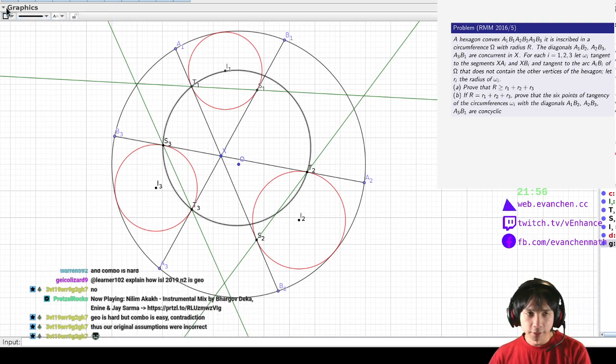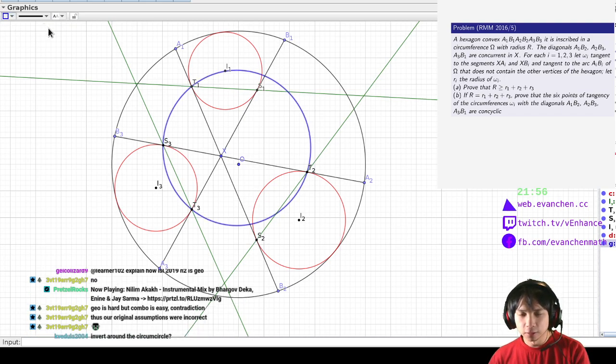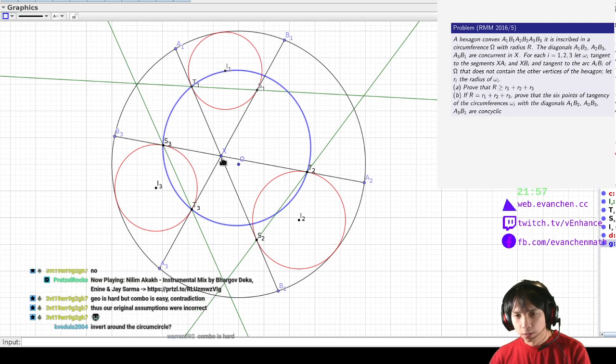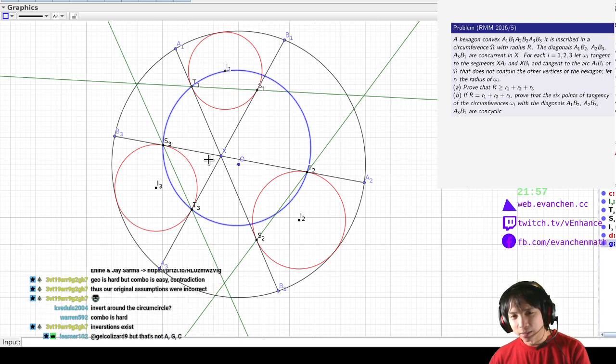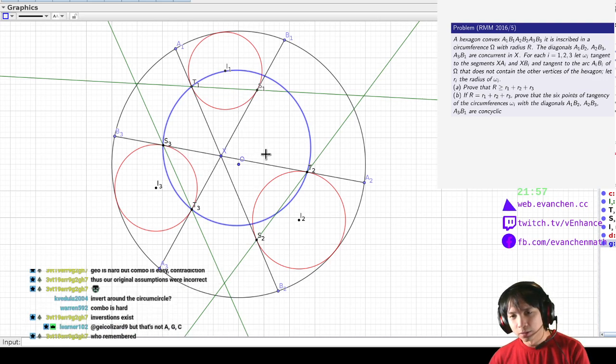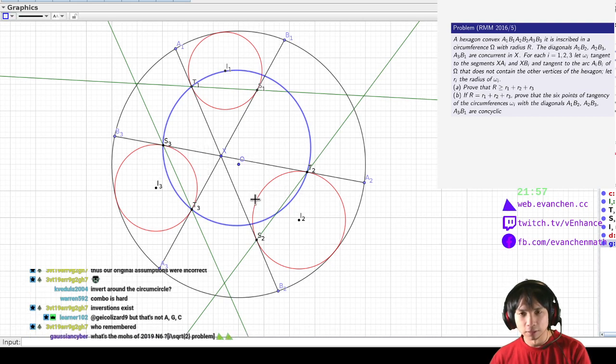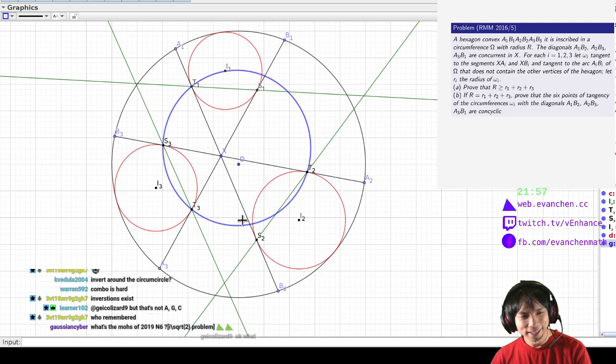I feel like the cyclic might just come from... The cyclic's pretty well behaved, right? Because it's a statement about the power of a point. It's like this times this is... Wait, if there's cyclic, doesn't that mean all these lengths are equal or something? Like these 6 lengths have to all be equal? So it's like a regular hexagon? Right?